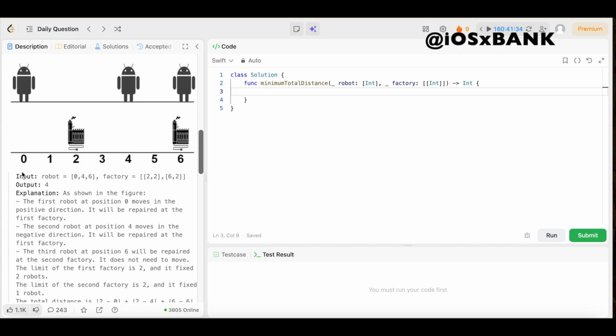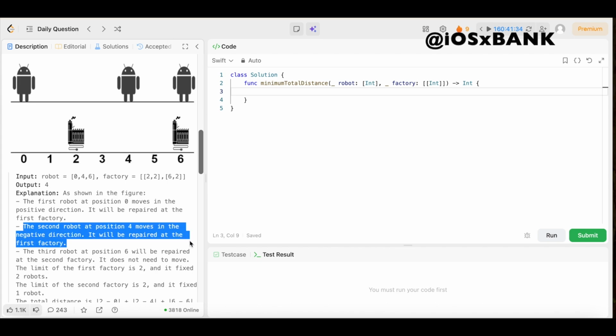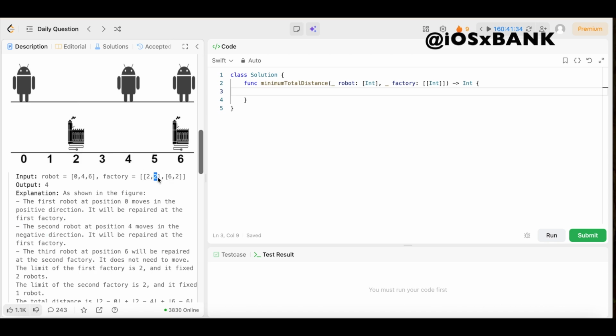Then it says it moved 2 spots. Then the second robot at position 4 moves in the negative direction. It will be repaired at the first factory. So once again, this robot is going to go 2 spots, 1, 2, to right here, because remember, this factory only fixed one robot, so it still has enough room to fix this second robot as well. So this moves 2, this moves 2.